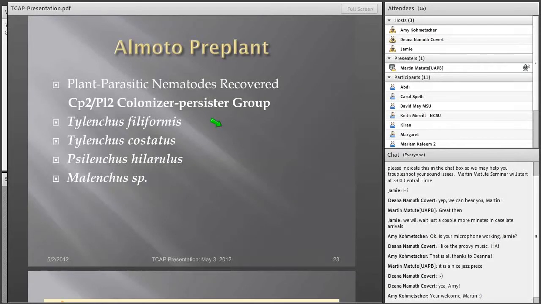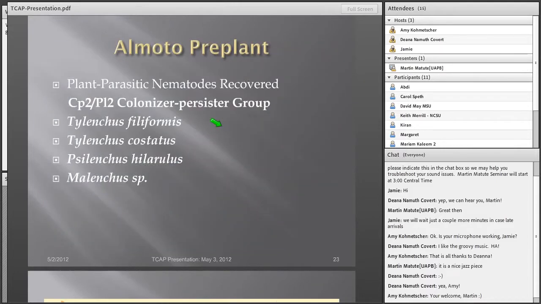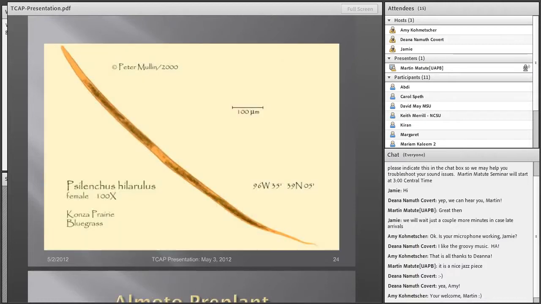But just to give an idea, let's take one of our fields in Washington State, El Moto, where these are the four genera of plant parasitic nematodes that we found in the group that we call the CP2 or PL2 group, colonizer persister group. We identified four genera of nematodes at the CP2 level. And then this is the one, if I go back here. Among them, this one here, the Silencus hilarurus, was the one that we found in all of the samples.